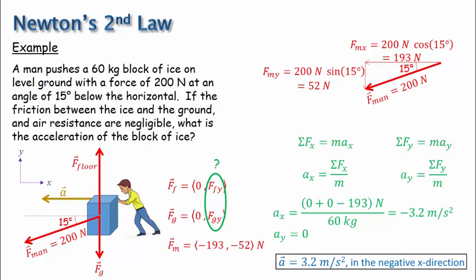The last thing to do is to make sure the answer is reasonable. You may not know that 3.2 meters per second squared is a reasonable value, but we can at least recognize that the direction it points in, the negative x direction, is reasonable. Well, that's it for this video. There are more applications of Newton's second law to come in the next few videos, but that's it for now.